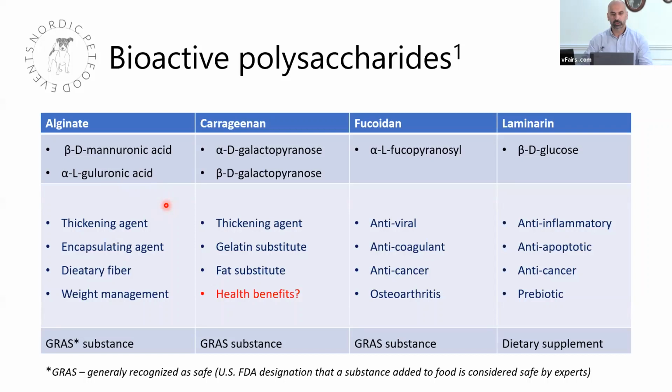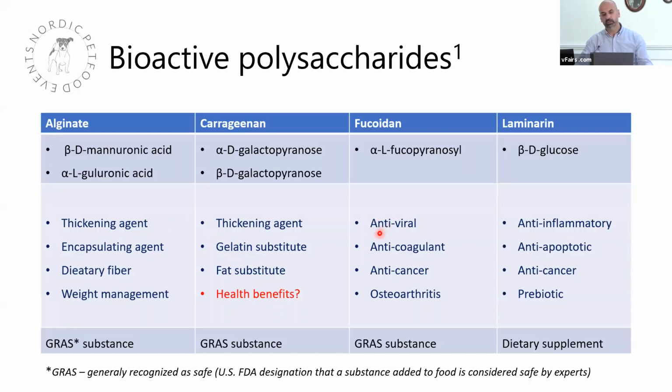Carrageenan consists of galactopyranose units. It is also a thickening agent, gelatin substitute, fat substitute. There are also claims about health benefits with carrageenan, but in recent years, there were some negative properties related to carrageenan, so therefore I haven't dug deeper into these functional effects. But it's still on the GRAS substance list.